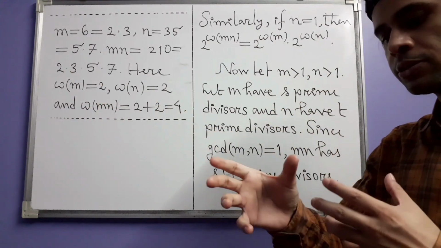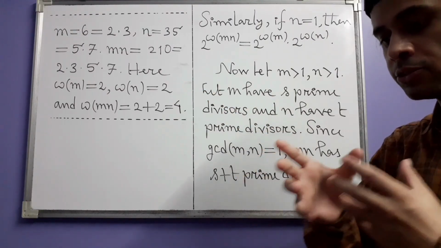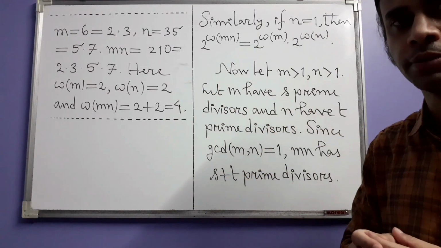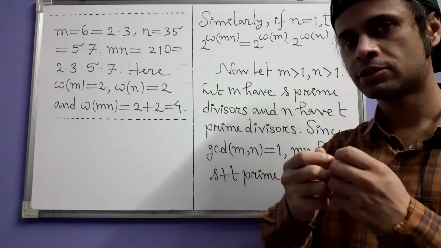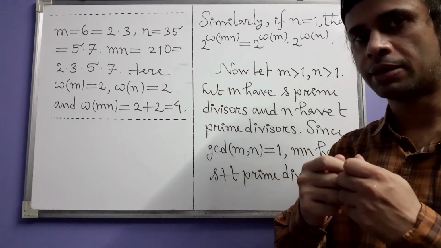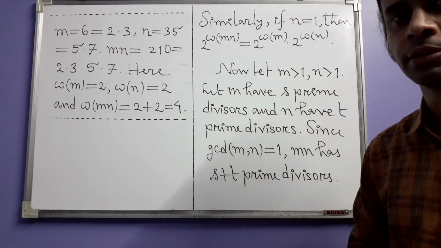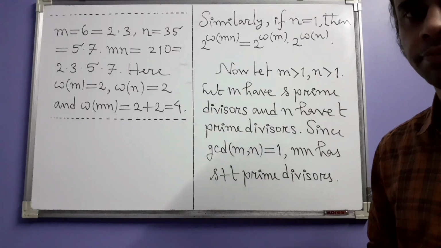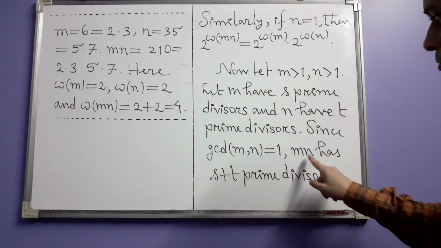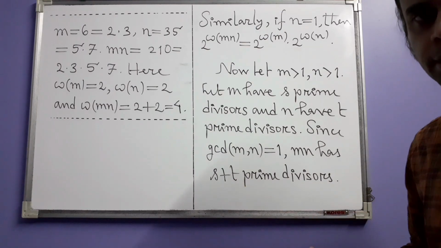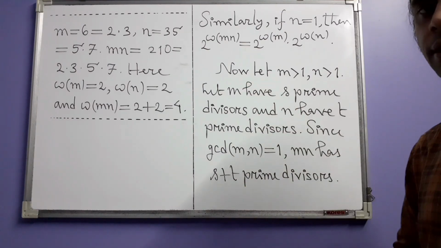So the sets of prime divisors of relatively prime integers are disjoint sets. There is nothing common. So when you take their product, they come together and simply the number of prime divisors becomes the sum of the numbers of prime divisors. It is just that simple. So that is why obviously here the number of prime divisors of mn would be s plus t. There is nothing surprising about it now that we have seen this example.